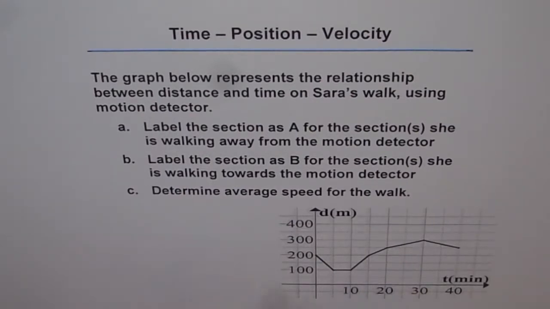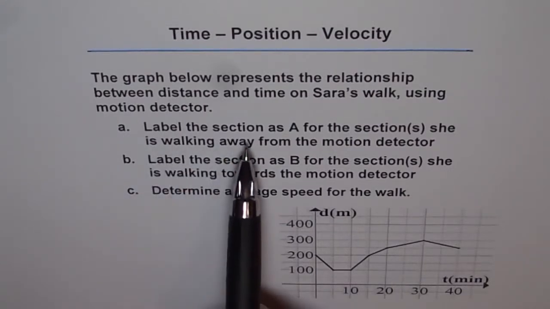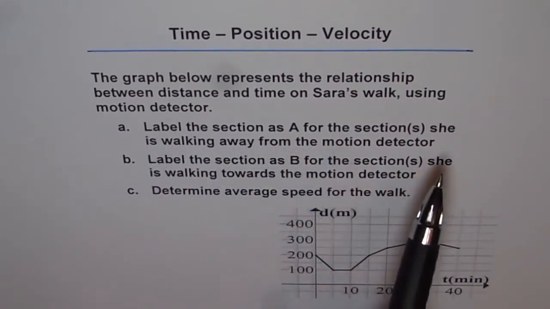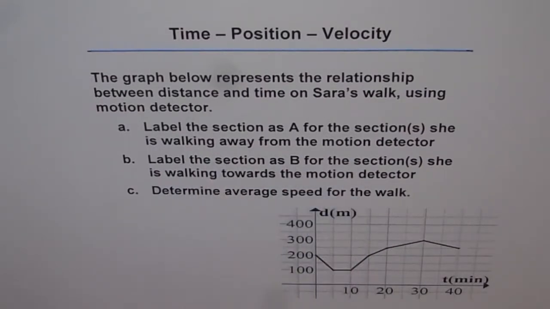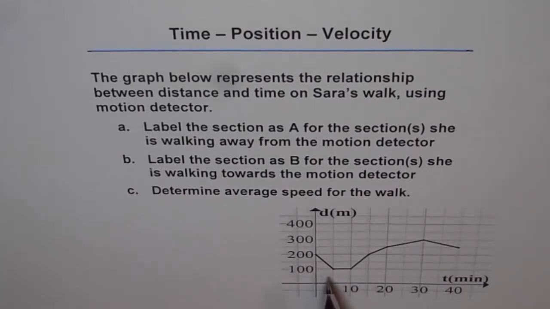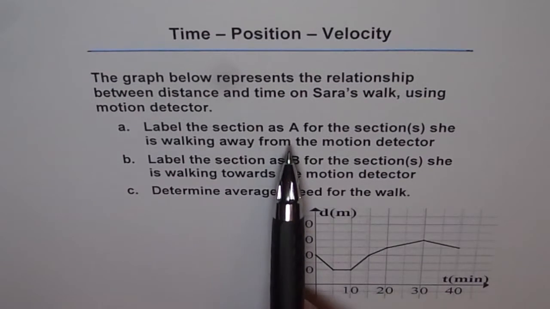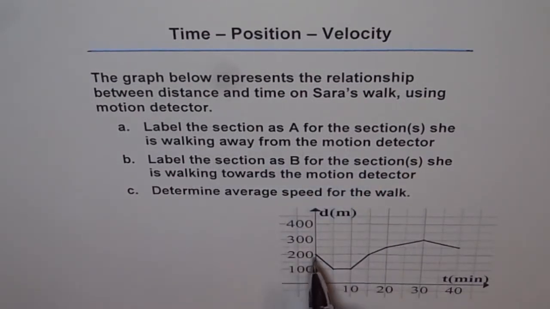Now, what we need to do here is label the section as A for the sections she is walking away from the motion detector. So we'll assume that the motion detector is at the origin, right? And from here, initial distance is 200, and in the first 5 minutes, we find that this distance has decreased from 200 to 100. So if distance is decreasing, that means Sarah is walking towards the motion detector, right? So this is towards, not away.